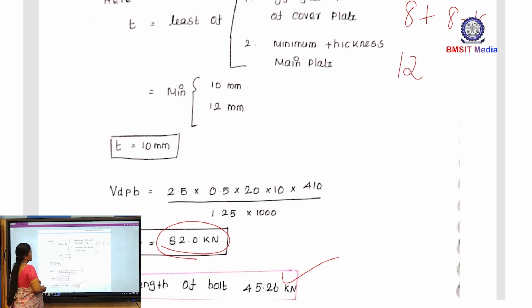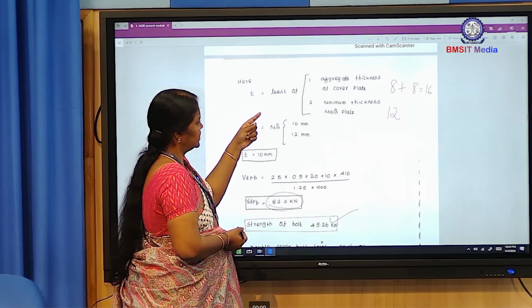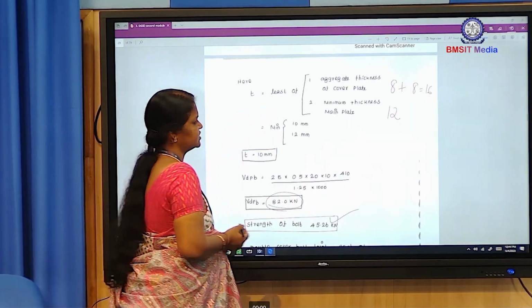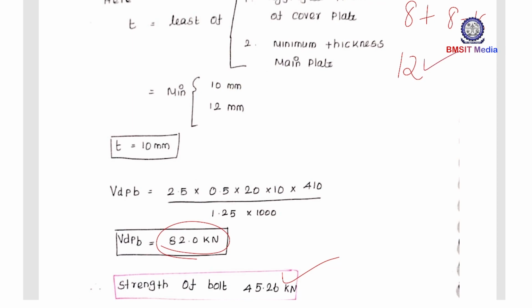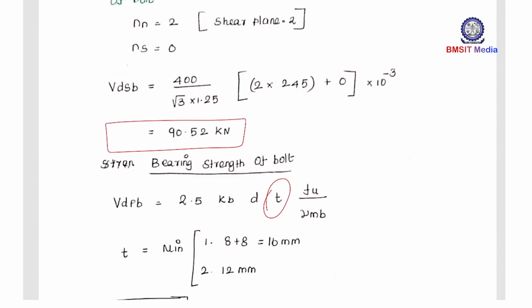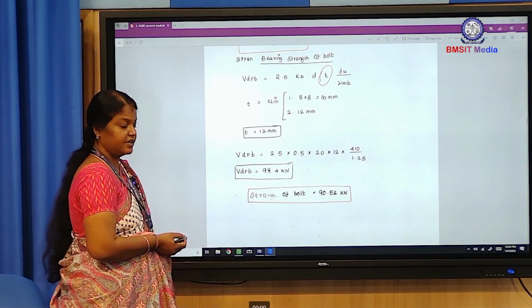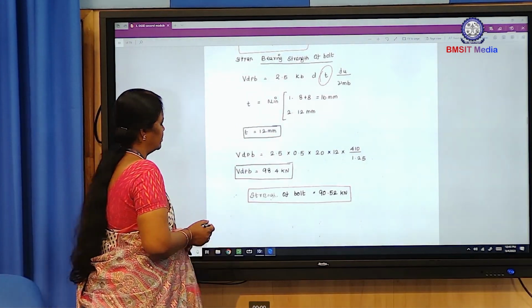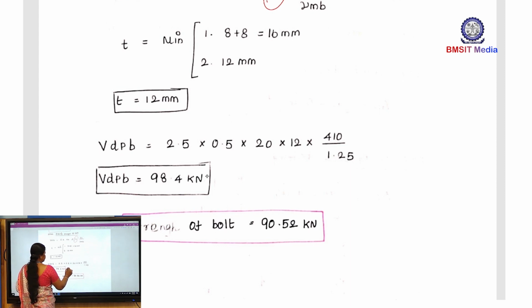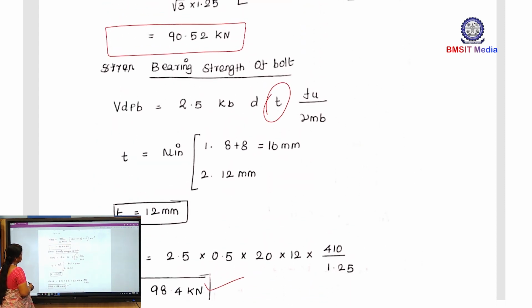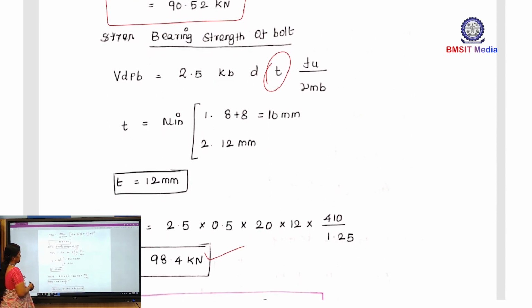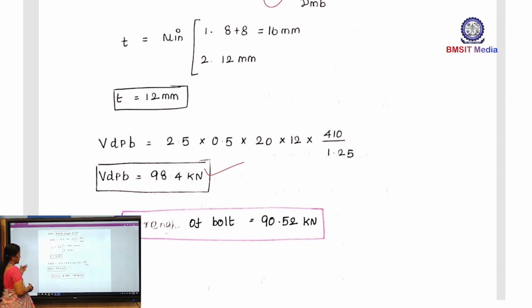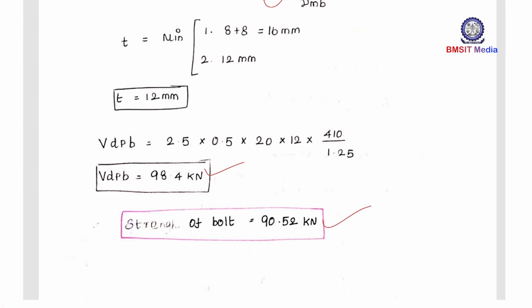Now, t equals the least of these two. Which one is least? 12 mm is least. So, we have to substitute 12 mm here. Now, bearing strength of the bolt equals 98.4 kilonewton. Which one is minimum, shear strength or bearing strength? Shear strength is 90.52, bearing strength is 98.4. So again, the strength of the bolt equals 90.52. This is the least value.